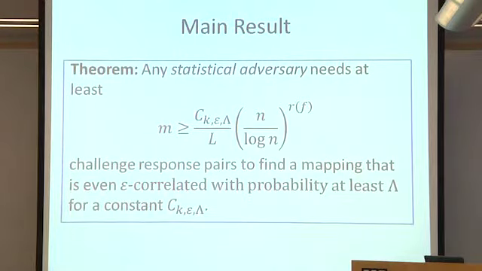So the main result that we prove is that any statistical adversary needs at least m greater than or equal to this many challenge response pairs, where n is the length of the secret mapping that the user has memorized, r is the security parameter of the function that the human is computing, and L is a parameter of the statistical algorithm. C is some constant that depends on some of these other parameters. Basically, any statistical algorithm needs at least this many examples. Otherwise, it's not going to be able to find a secret mapping that's even epsilon correlated with probability at least gamma.